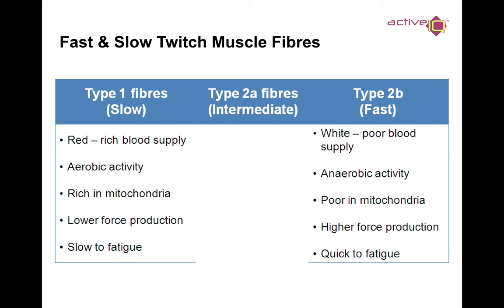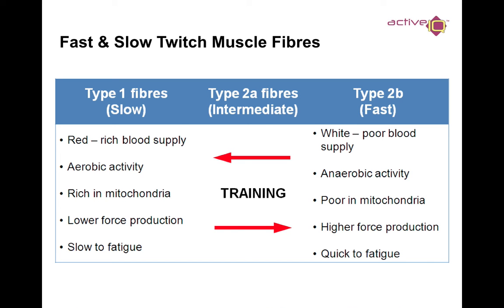Now, your type 2A fibres, which are intermediate in between, can be tailored and adapted depending upon training. So for example, a Tour de France cyclist who does a lot of training would have a certain amount of type 1 slow twitch fibres anyway. You can't change them. You've got a certain amount of them, and you're stuck with them. But type 2A fibres can be adapted. So the Tour de France cyclist, through lots and lots of training, would alter their type 2A fibres to share a lot of characteristics of type 1 fibres.